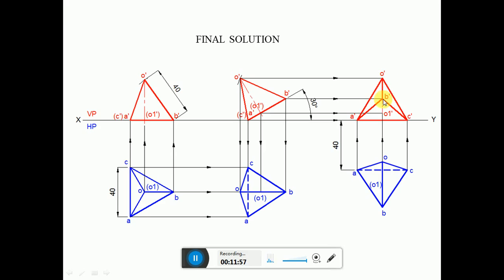Then join A dash to B dash, B dash to C dash, and C dash to A dash with a thin continuous line. Then join between O dash to A dash, and join between O dash to B dash, and join between O dash to C dash with a continuous thin line. Similarly, join between O dash to O1 dash, but B dash to O1 dash only you have to give the center line marking. Then now you apply the condition of visibility.